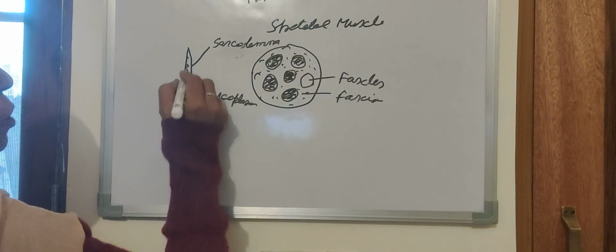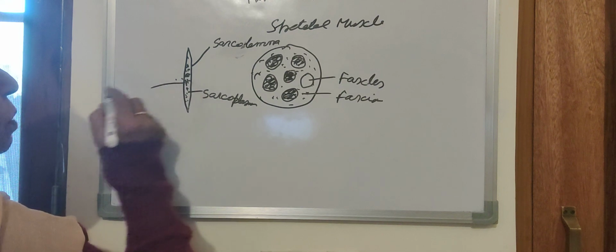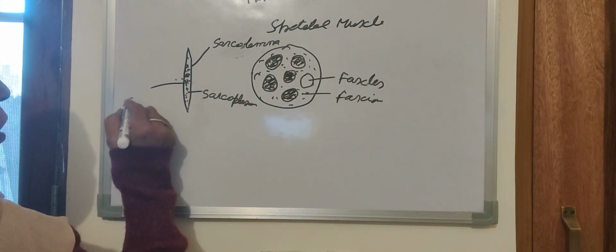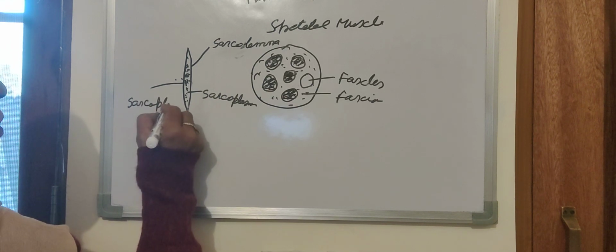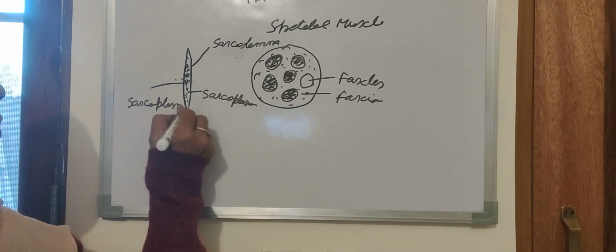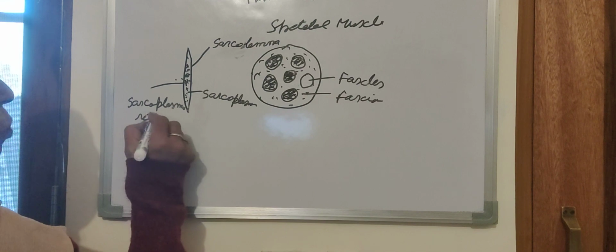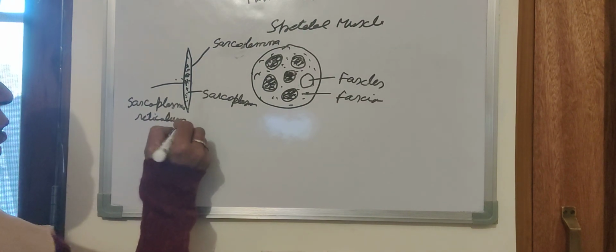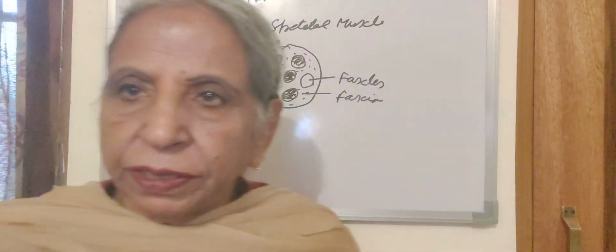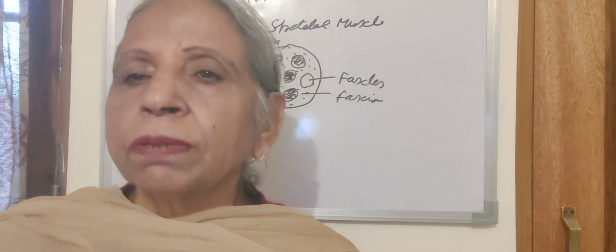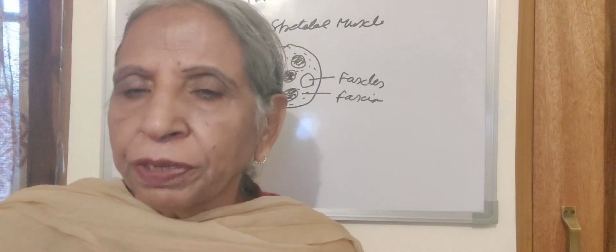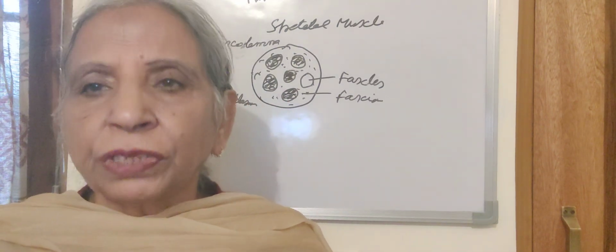The endoplasmic reticulum of the muscle fiber is called the sarcoplasmic reticulum. The sarcoplasmic reticulum is rich in calcium ions. It helps in the contraction and relaxation of muscle. So it is the storehouse of calcium ions.